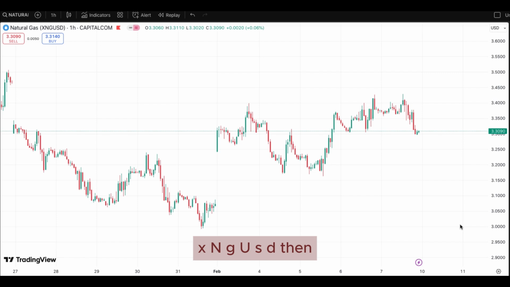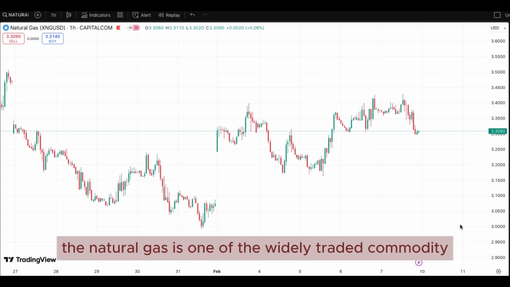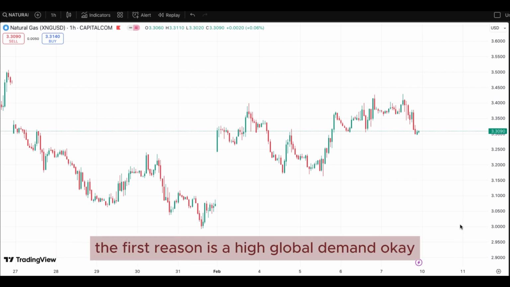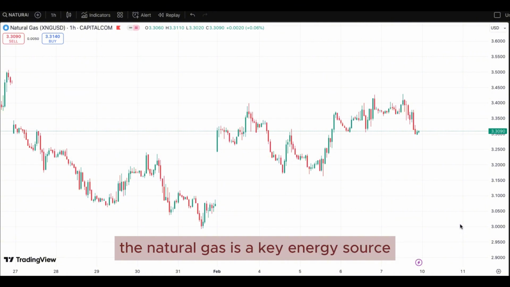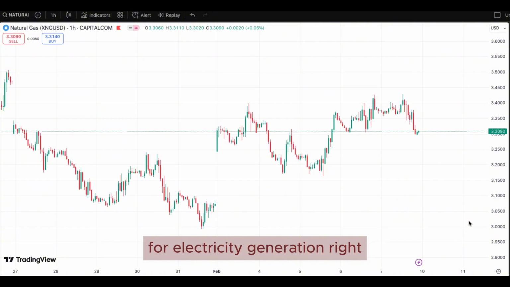XNG USD. Natural gas is one of the widely traded commodities for several reasons. The first reason is high global demand. Natural gas is a key energy source for electricity generation, right? So we're not going into that.